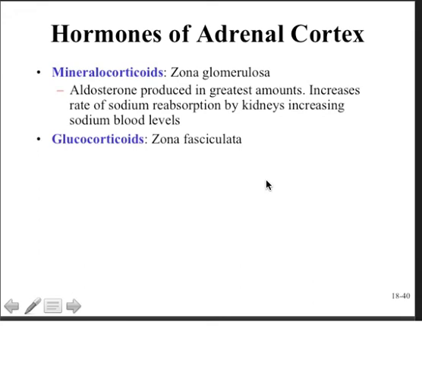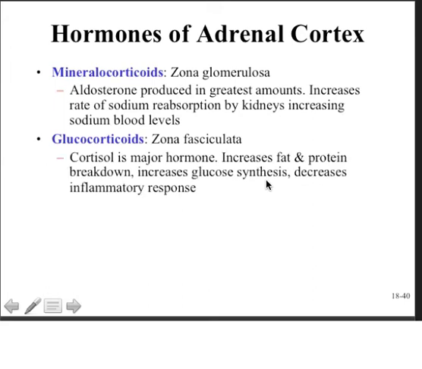The glucocorticoids are the purview of the zona fasciculata, the middle layer of the cortex. Cortisol is the major glucocorticoid. It increases fat and protein breakdown. It increases glucose synthesis and decreases the inflammatory response. So its overall effect is to suppress inflammation and elevate blood glucose levels.